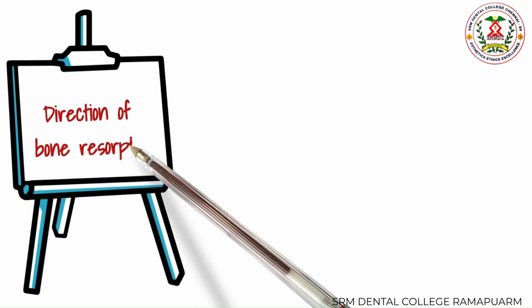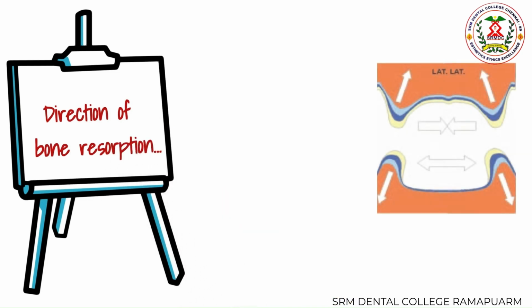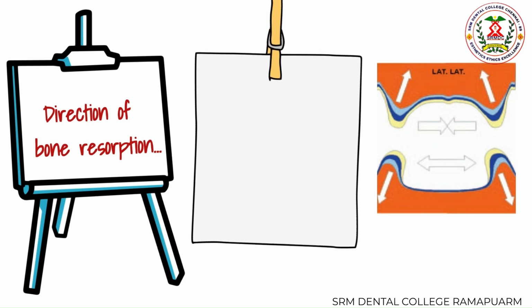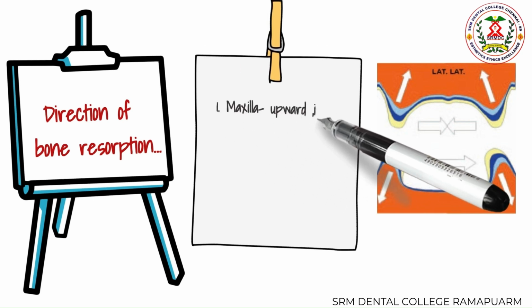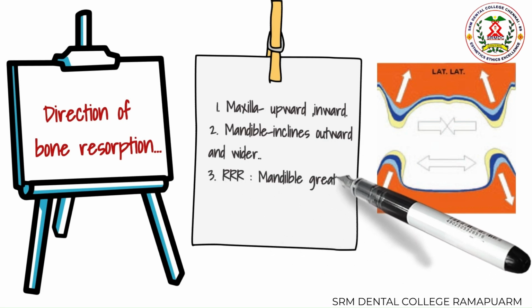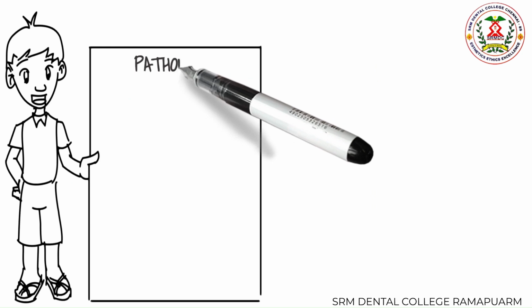Coming to the next important topic, the direction of bone resorption. As shown in the picture, the maxilla resorbs upward and inward to become progressively smaller, and the opposite is true of the mandible, which inclines outwards and becomes progressively wider according to the edentulous age. Therefore, RRR is generally more in the mandible than in the maxilla, but the reverse may also occur. So we must treat the particular patient, not the average patient.